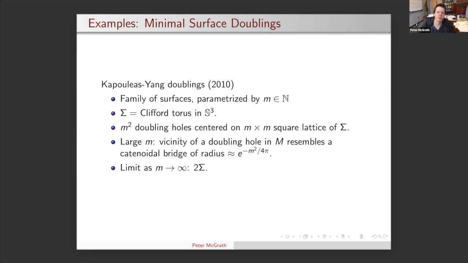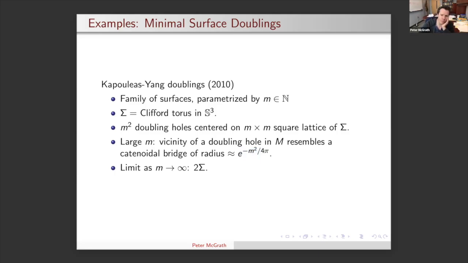But for large m, the surfaces are nearly explicit. They're basically small perturbations in the vicinity of the doubling holes, small catenoids whose sizes are determined by the construction. So roughly speaking, the size of the catenoidal bridges, where by size I mean the radius of the waist of the catenoids, is like e to the minus genus multiplied or divided by a constant.